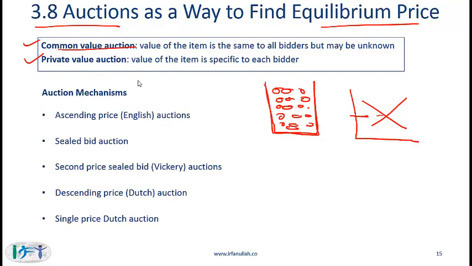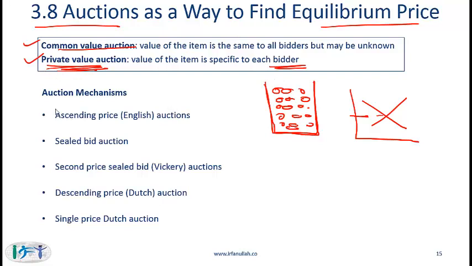A private value auction is where the value of the item is specific to each bidder. So if we take a couple of sports examples, let's say the bat with which Sachin Tendulkar scored his 100th. Now clearly the value of that particular bat will be different for different bidders. Or to use a US example, let's say the bat with which Barry Bonds broke the record for the most number of home runs in a season. Now clearly the value of that bat is going to be different for different bidders. So that would be a private value auction.